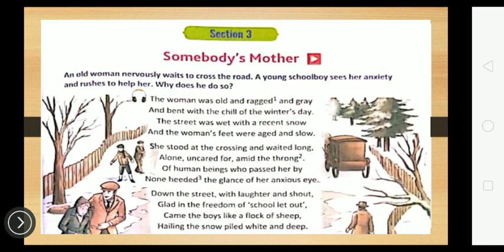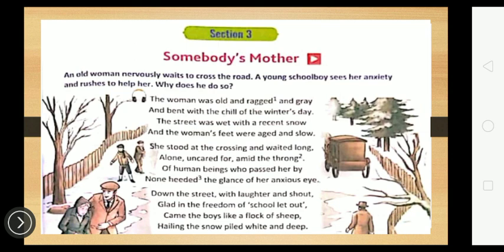Amid, it means in between, and throng, it means crowd. Okay, so in between the crowd, she was all alone, uncared, and waiting for someone. Of human beings who passed her by, none heeded the glance of her anxious eye. And no one heeded, it means no one paid attention to the glance of her anxious eye. Glance, it means look. Anxious, it means worried and afraid. By looking into her eyes, we can find that that lady was very worried and afraid of something.